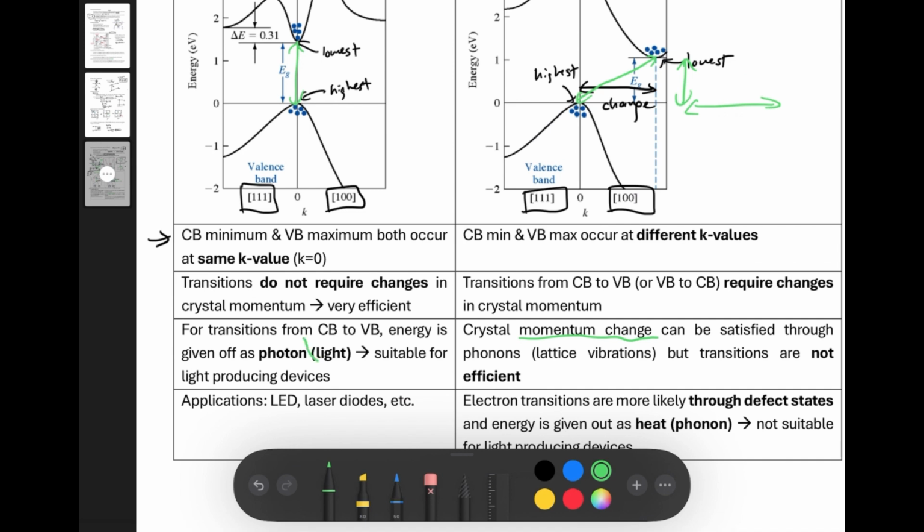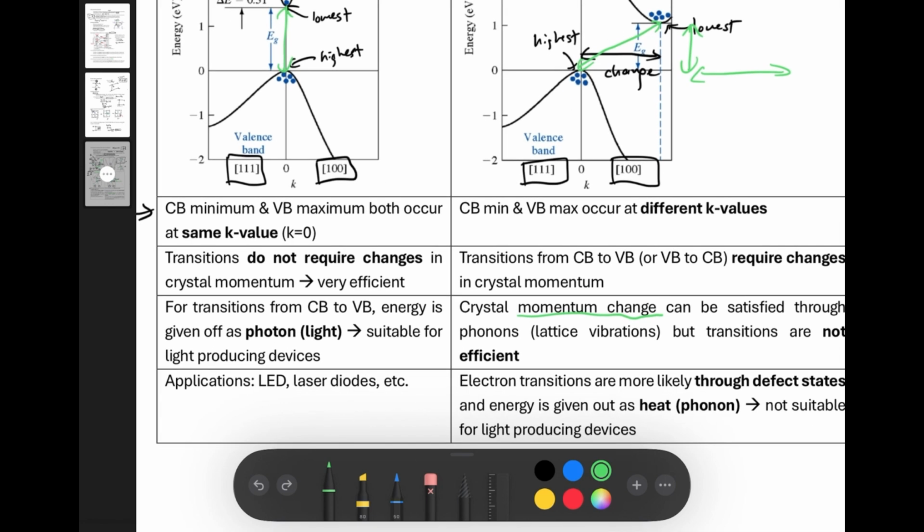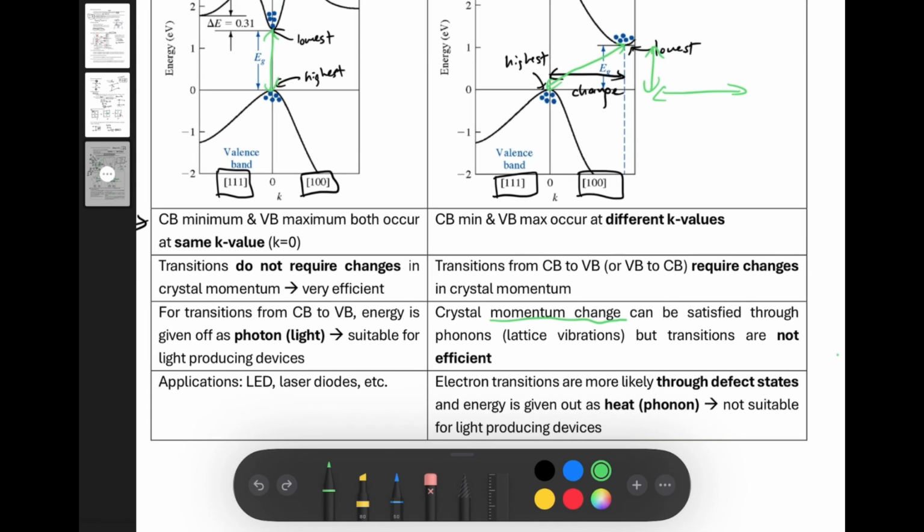And then this energy is given off as phonon or light. Why this energy is given off as phonon or light, we'll look at in the future, in the video on LED and photodetector, which is near the end. But just remember that the direct bandgap semiconductor will give off the energy as photon, which makes it very suitable for light producing devices. Some applications are LEDs and laser diodes. All these devices must be made of direct bandgap semiconductor.